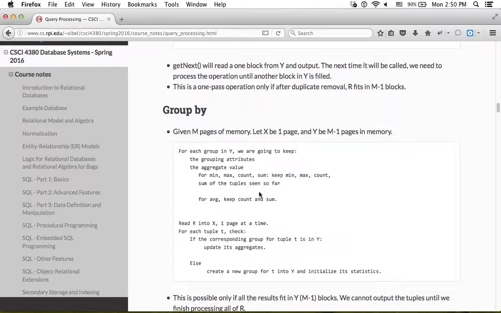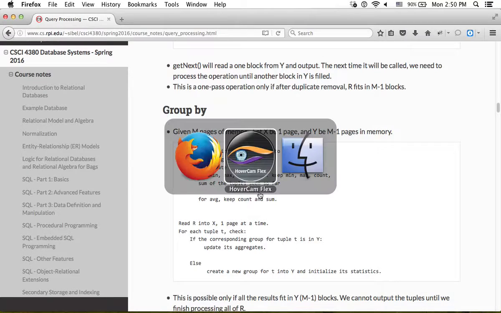So if you group by A, minimum of B, then for each top A value, you keep track. The first time you see an A value, you keep track of the smallest B you found. And then every time you get a new one, you keep updating the smallest B until you are finished with all the relation tuples. Only then you know that you are done and you found the correct aggregate. And then you can actually output. So this is an important distinction that you have to remember, right?